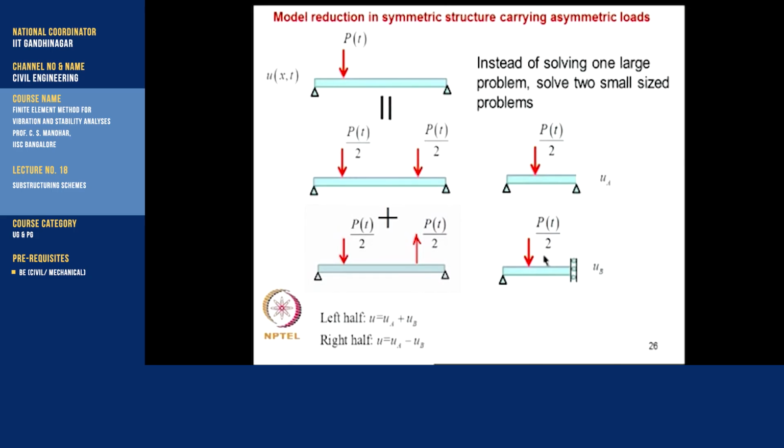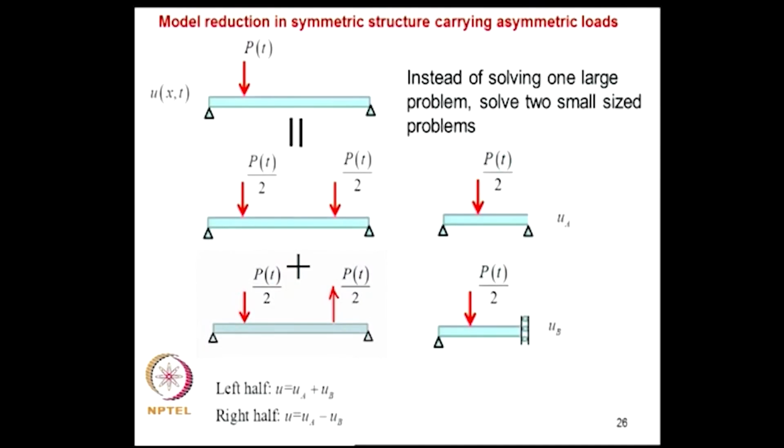Okay. So, this is the advantage of using symmetry. In principle it can be used even if the structure is symmetric about x equal to L by 2 in terms of boundary condition, geometry, etc., but it is asymmetrically loaded. Okay. So, still we can utilize symmetry by following these arguments.